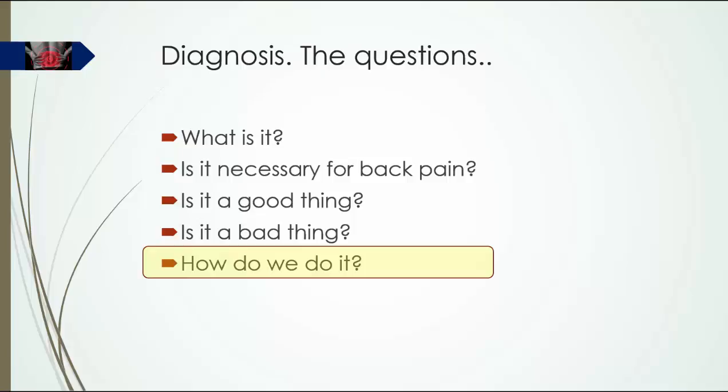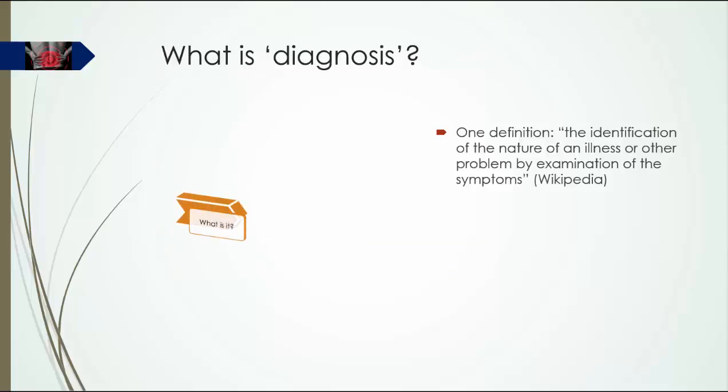In order to be clear what we are talking about, we must first define our concepts. For this discussion, I will take the first simple definition from Wikipedia. Here we are saying that diagnosis is, quote, the identification of the nature of an illness or other problem by examination of the symptoms, unquote. There are many other more detailed and some more specialized definitions that may be used, but for our purposes this definition conveys the essence of what we do.